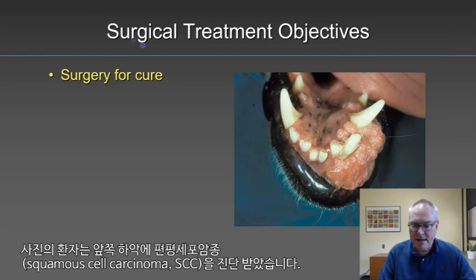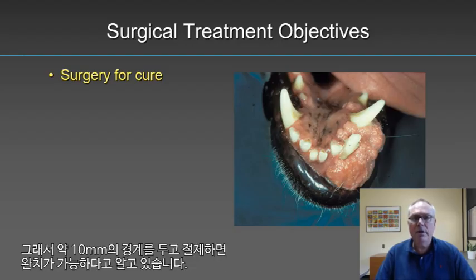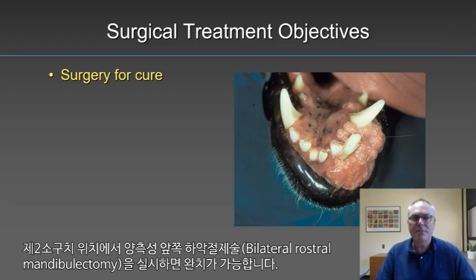Here we see a nice example. This is a squamous cell carcinoma involving the rostral mandible. We know that squamous cell carcinoma rarely metastasizes in the dog. We also know that if we can obtain a margin of 10 millimeters of normal tissue, in all likelihood this animal will be cured of its problem. So in this particular case, by performing a bilateral rostral mandibulectomy at the level of the second premolar tooth, we are likely to cure the animal of its disease.